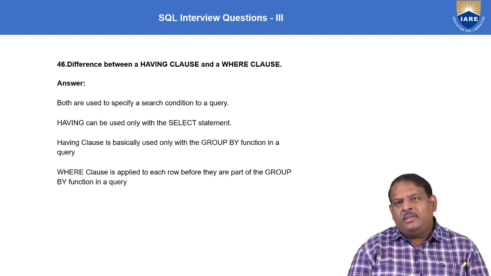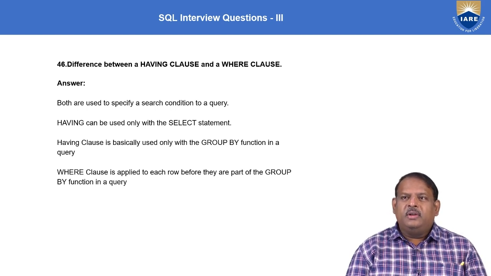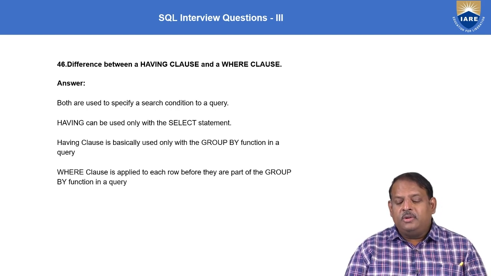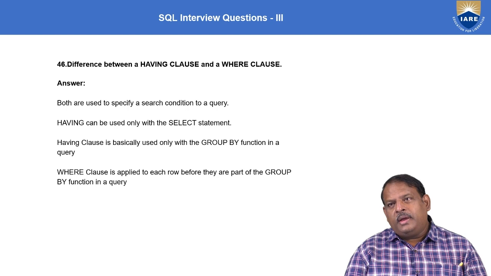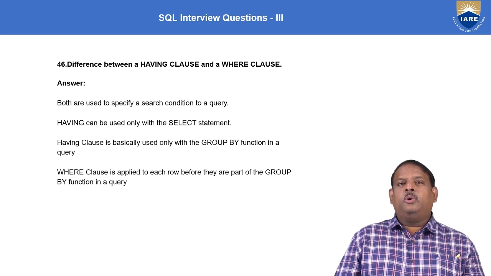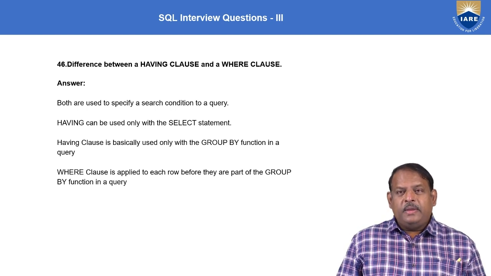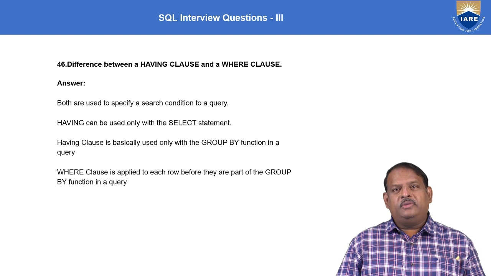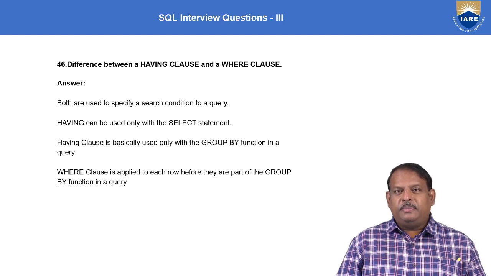In order to filter the result set, we have to use a where clause. In order to filter the group data, we have to use a having clause. So the having clause comes with group by, and your where clause comes with the select statement. Both are used to specify a search condition to the query, a search on the result set.